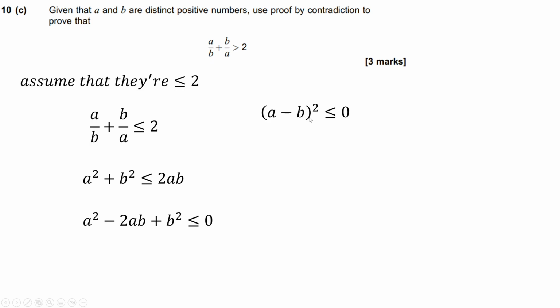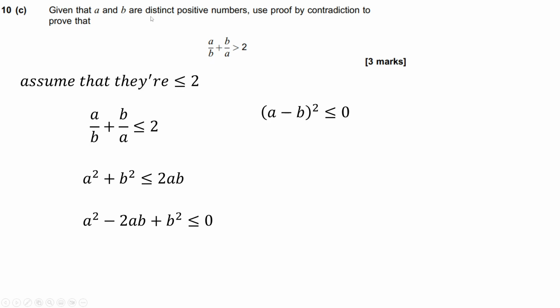But let's just be careful, right? The only case in which this can ever equal 0 is when a equals b, right? Because then you'd have something take away itself, 0 squared equals 0. Okay, that's the only case where this could actually be possible. It can't be less than 0, we know that for a fact, because when you square a number, you're always going to get a positive.